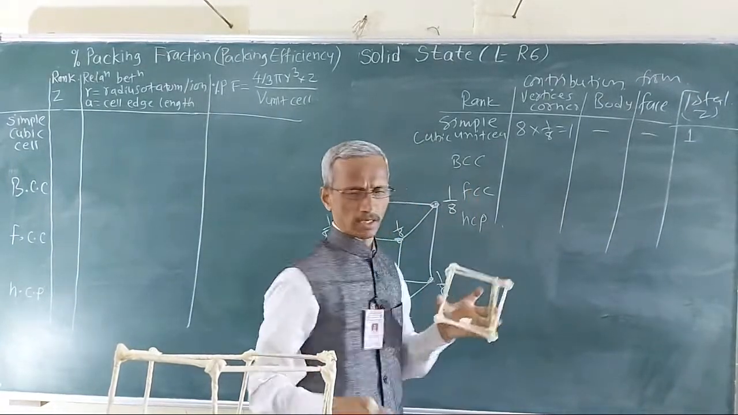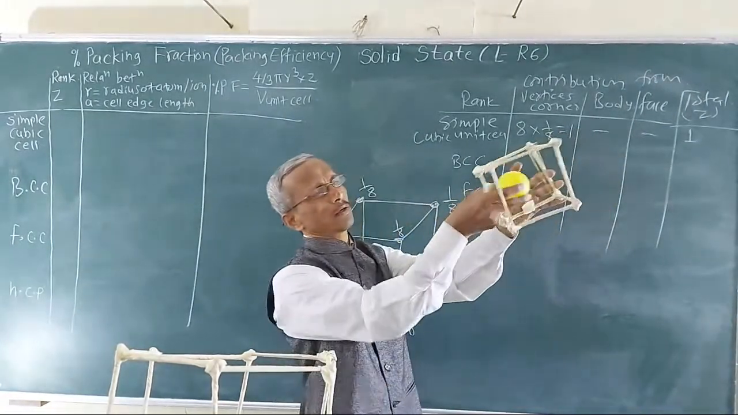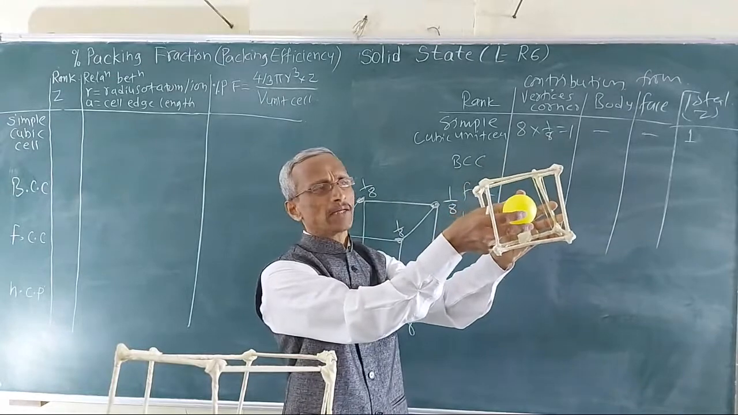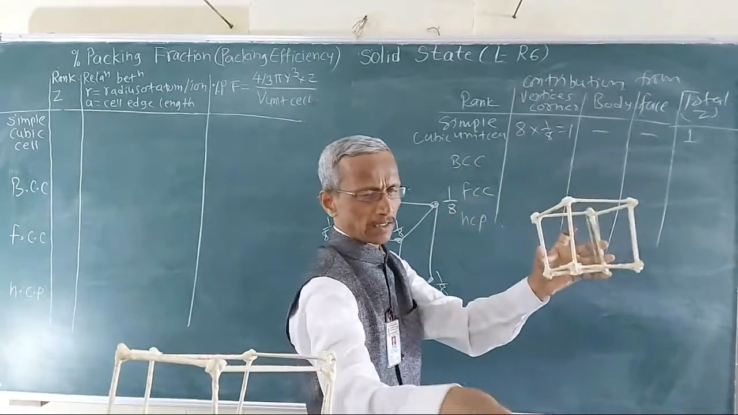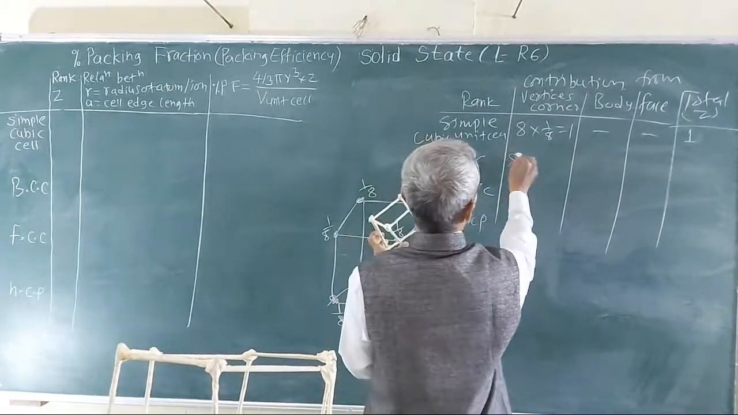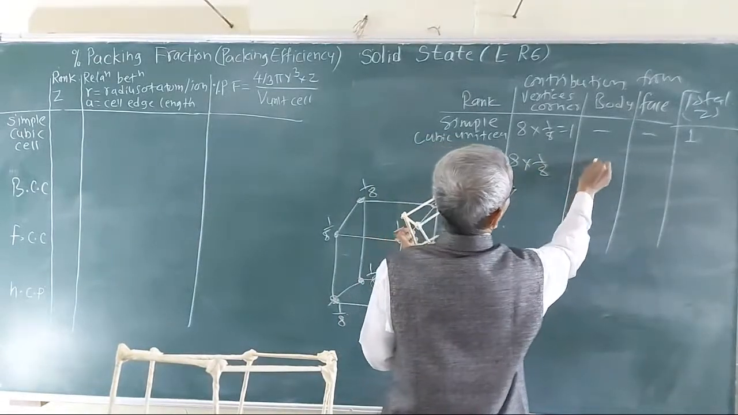Now the body center. At the center, here there is an atom or ion in the cube. So there is 8 into 1 upon 8, and there is a 1 from the body.